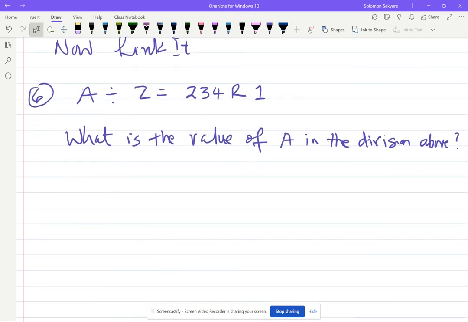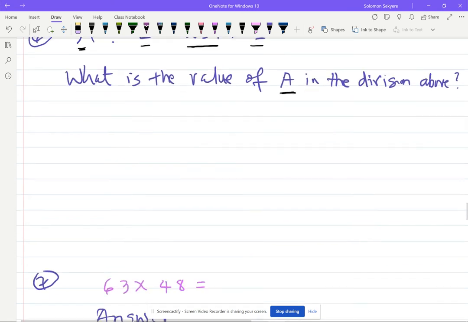Okay, now I have a number. I divide it by 2, and I say I have a quotient of 234, remainder 1. What is that number? What is the value of A in the division above? A represents just a number. We don't know what it is. Okay, A is just like a box. It's a variable.